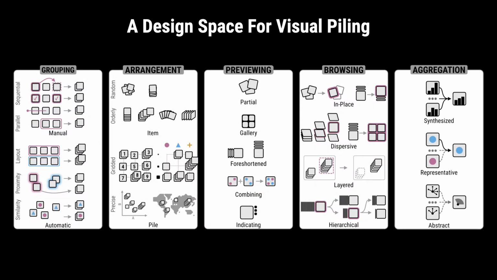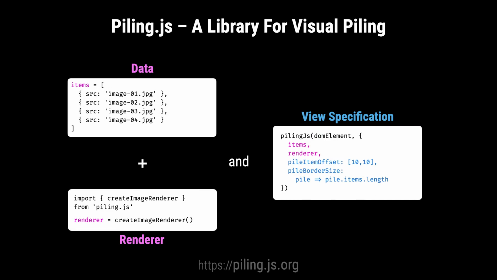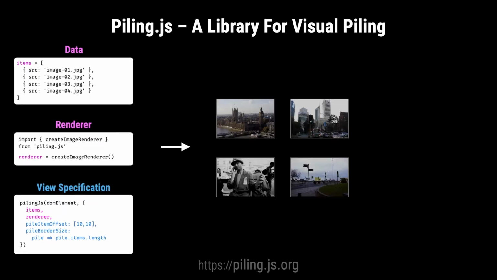Now, to increase the practical accessibility of this design space definition and enable rapid prototyping of new piling interfaces, we have developed a JavaScript-based library called Piling.js. We built Piling.js around a data-agnostic WebGL-based rendering pipeline and a declarative view specification to avoid having to write low-level code. To get started, we, as the visualization designer, need to provide the data, a matching renderer, and a view specification, while Piling.js manages the state and provides manual and automatic grouping, arrangement, and browsing interactions.